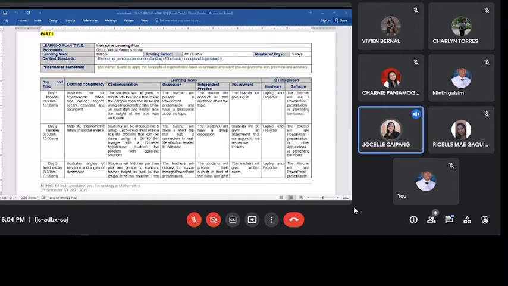For day 2, which is Tuesday from 8:30 a.m. to 10 a.m., the learning competency is finds the trigonometric ratios of special angles. In the learning task, for contextualizations, students will be grouped into five groups. Each group must write a real life problem that can be solved using a 30-60-90 degree triangle with a 12-meter hypotenuse. Illustrate the problem with complete solutions.